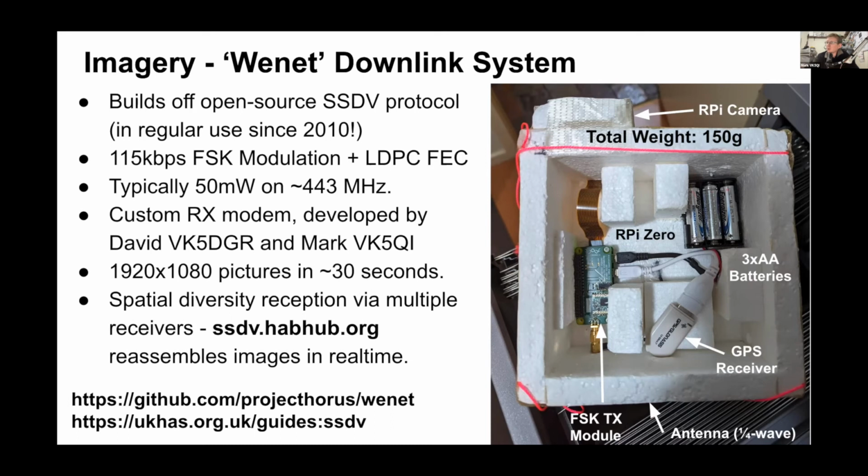And we use spatial diversity. So multiple receivers receive telemetry. Each packet is uploaded to ssdv.habhub.org, which reassembles the images in real time. So if we get more than 2 or 3 receivers, we will have rock solid images throughout the entire flight, which is just incredible. So it's very, very cool to watch these flights in progress. Again, open source. This protocol has been around for a very long time.